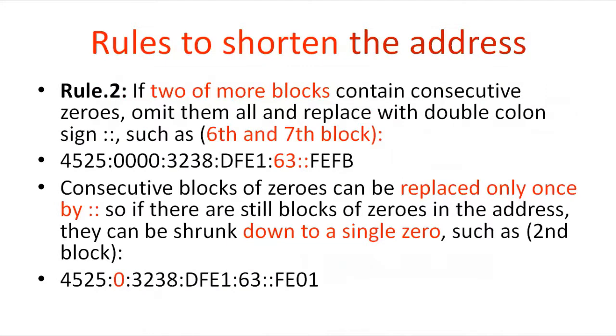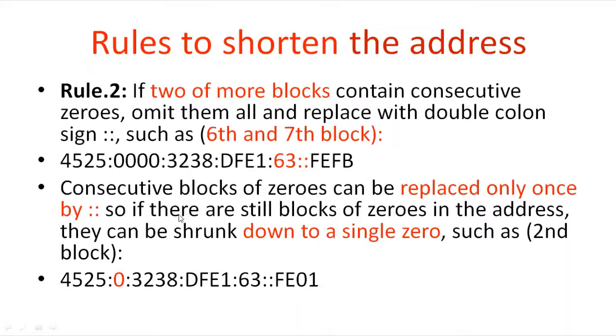If you are writing a double colon, it means two or more blocks consist of consecutive zeros. That's why you are omitting those zeros. That indicates this one is a valid IP address of IP version 6. And the consecutive blocks of zeros can be replaced once by the double colon.